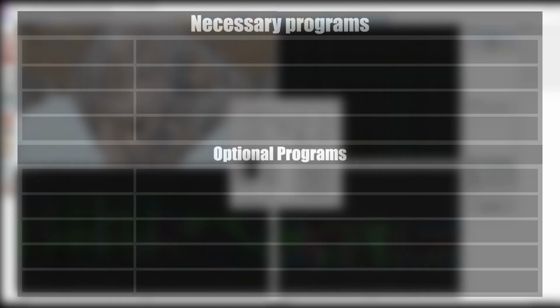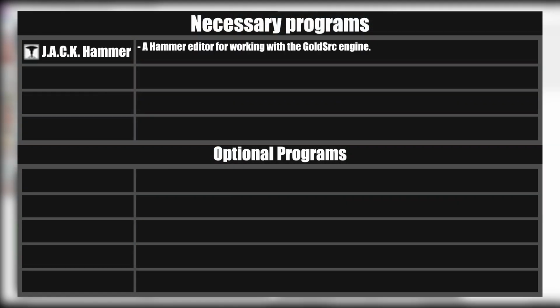Here's a list of necessary programs and a brief explanation of why you need them and what they do. Jackhammer, a Hammer editor for working with the GoldSource engine. We need it to view GoldSource map files and also to extract textures from their BSP files.